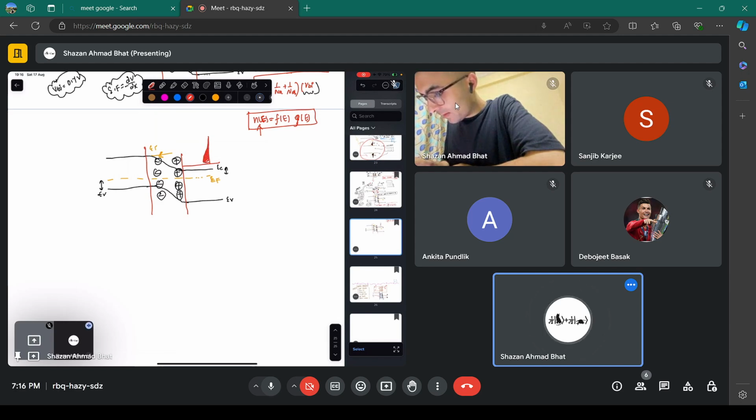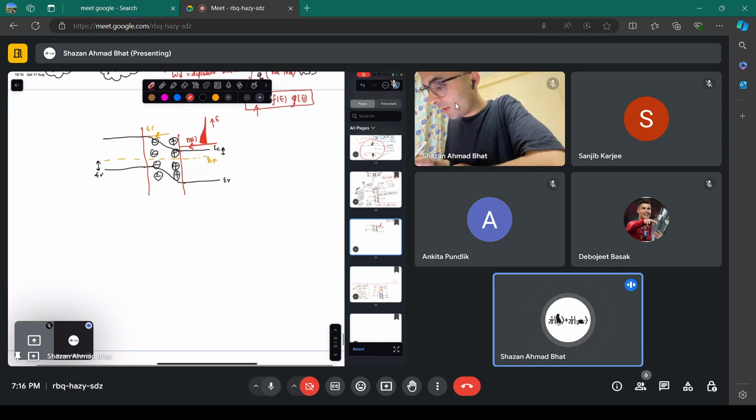Okay, yes. So this particular axis is showing the energy, and this axis is showing n of E, the number of electrons with respect to energy. Similar happens to that of holes. Let me draw the holes with different colors. This is a hole distribution, and this is p of E, with energy in this direction.